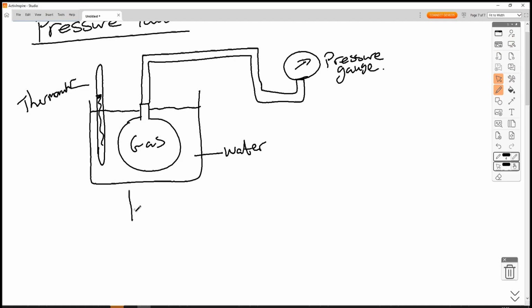So we add heat into there. So if I want to, for example, measure the gas, I want to measure its pressure when it's at 30 degrees C. I'll heat the water to 30 degrees C in a water bath. I will keep the water at 30 degrees C for an extended period of time.